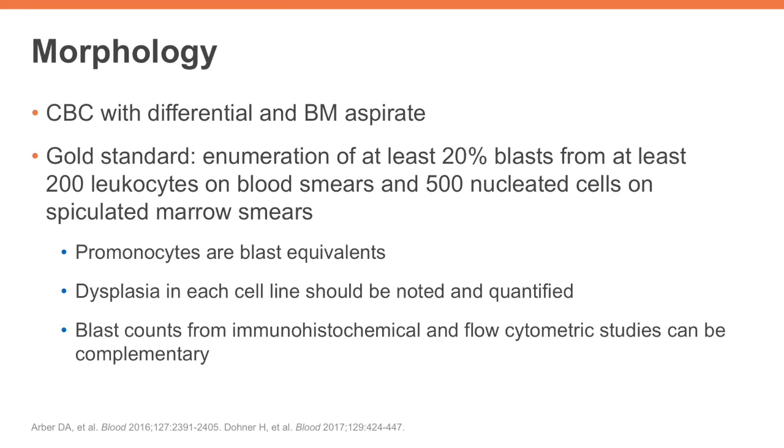So the gold standard is the enumeration of at least 20% blasts from at least 200 leukocytes on blood smears and 500 nucleated cells on spiculated marrow smears. Note for this, pro-monocytes are blast equivalents, and in addition, dysplasia in each cell line should be noted and quantified, and blast counts from immunohistochemical and flow cytometric studies can be complementary to the morphologic enumeration on a manual differential.